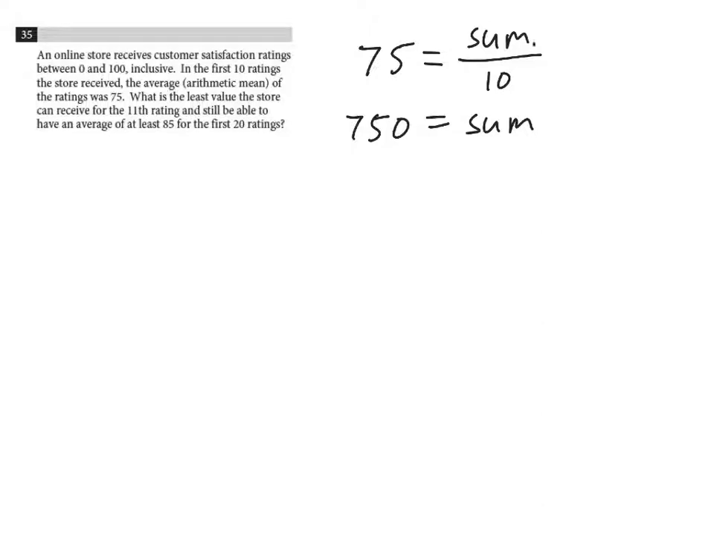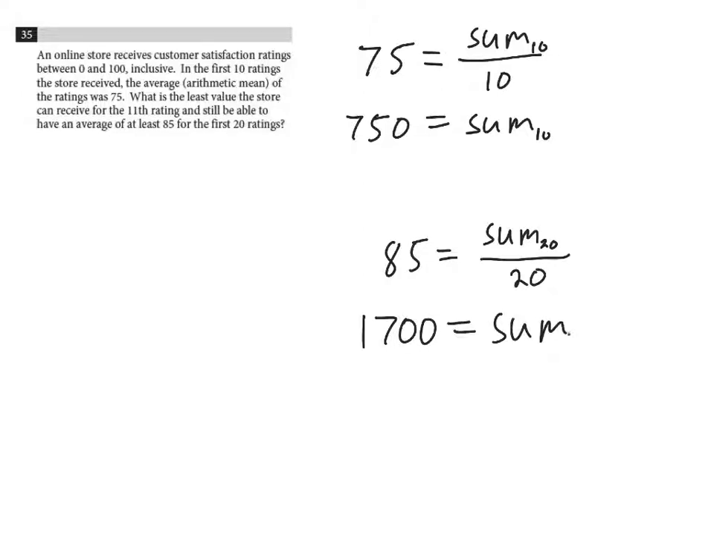That's the first 10, so I'm going to do sum of 10. All right, and we know that they want to have an 85 average for 20. Well, that's going to be the sum of 20 divided by 20. 85, go to my calculator, 85 times 20, that's 1,700. So 1,700 has to be the sum of the 20.